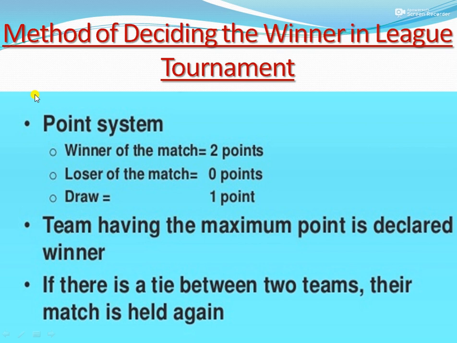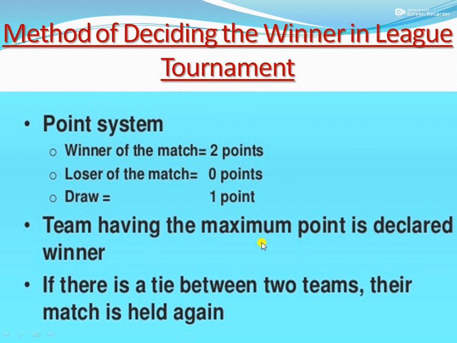Now in the knockout, we can easily see which team is getting victory. But in this method, the method of deciding the winner in a league tournament is different. A point system will be there. If a team wins a match, that team will be awarded 2 points, and if the team loses a match, they get 0 points. If there is a draw for any reason, each team gets 1 point, right?